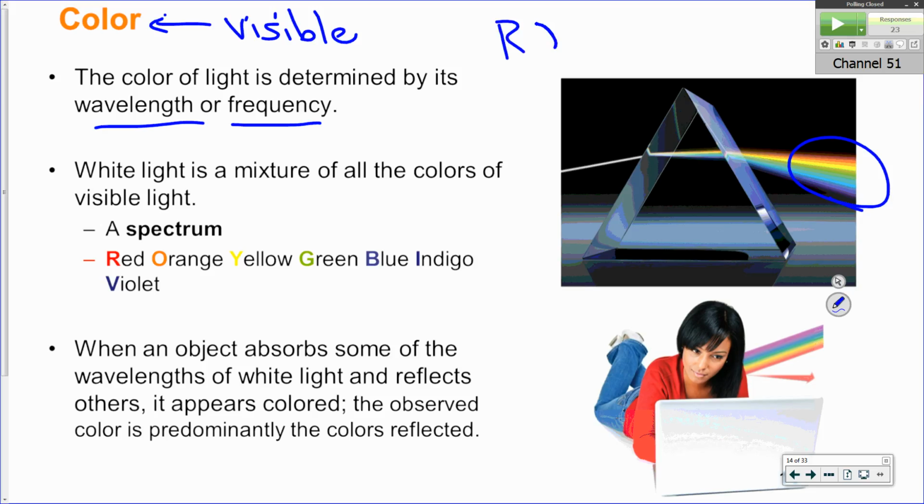So Roy G. Biv. So Roy G. Biv stands for red, orange, yellow, green, blue, indigo, violet. And those are these colors in order, going from reds at the top to the violets at the bottom. And anytime you see a rainbow in the sky, all the colors are always stacked in that order, every time.